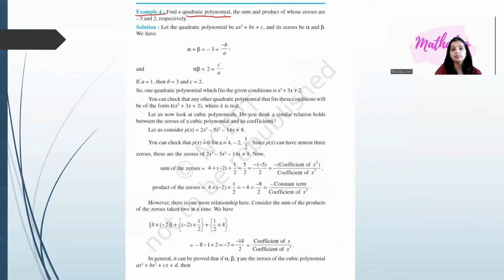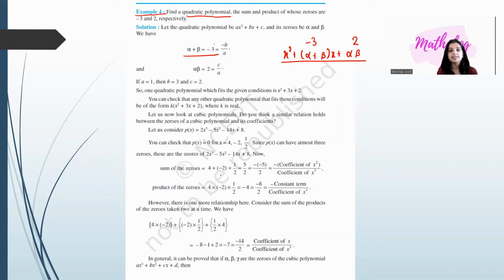We have to find a quadratic polynomial whose sum and product of zeros are given. Means we have alpha plus beta is minus 3 and alpha into beta is 2. Okay, these kinds of problems, you will see a formula. For this formula, you don't need to do any calculation. Just put the value of the sum of zeros here, that is minus 3, and put the value of the product of zeros, that is 2. Okay, and you can find the answer directly, right?